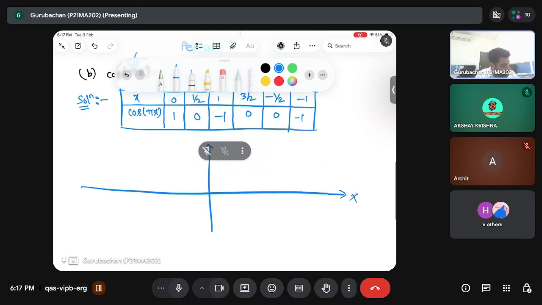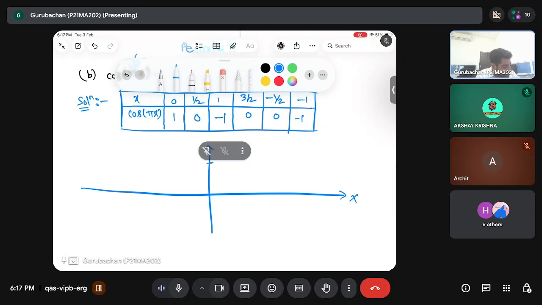So at 0, it is 1. It will start from here. At half, it will become 0. At 1, it will become minus 1. At 3 by 2, it will become 0. So it will go to here, then here, and after that it will again go like this till which value? 2.